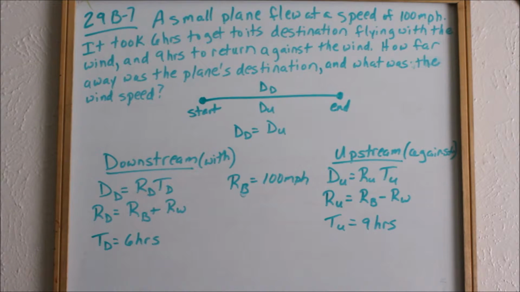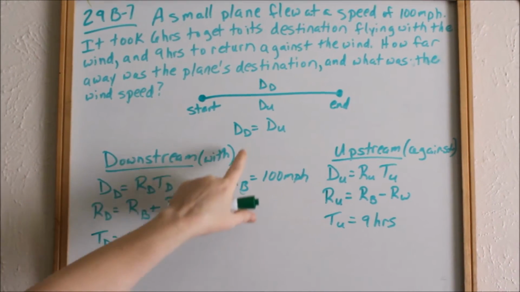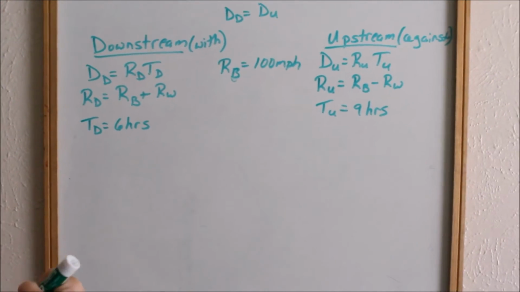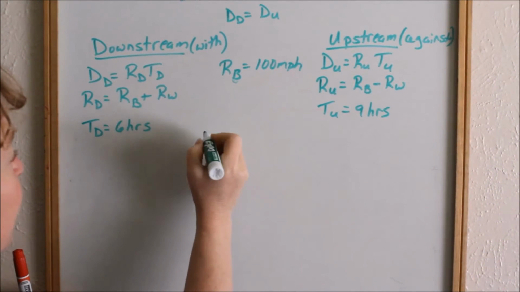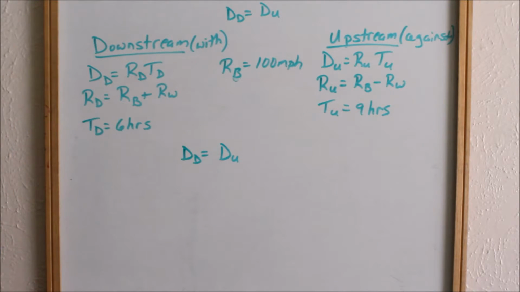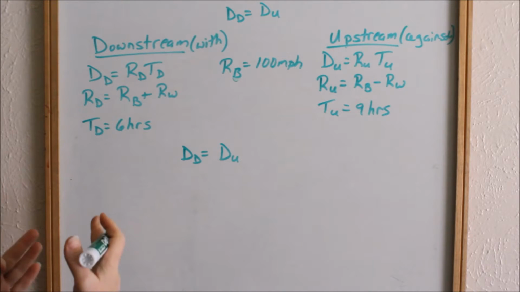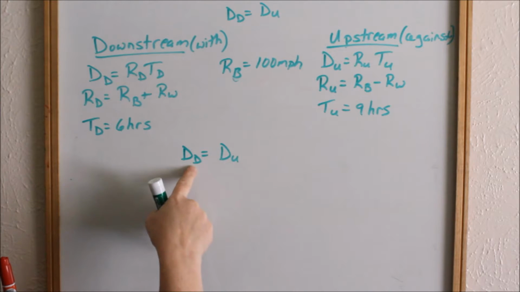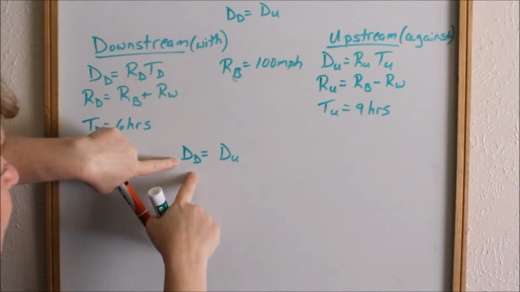Now we just need to start taking everything that we know and see if we can start plugging it into our formulas. So, alright, if we go back to, okay, we said that the distance of downstream is equal to the distance of upstream. So that's what I'm going to start with, okay? I said that the distance of downstream is equal to the distance of upstream, because wherever the plane started, it took off and then it landed and then it took off again and went back.